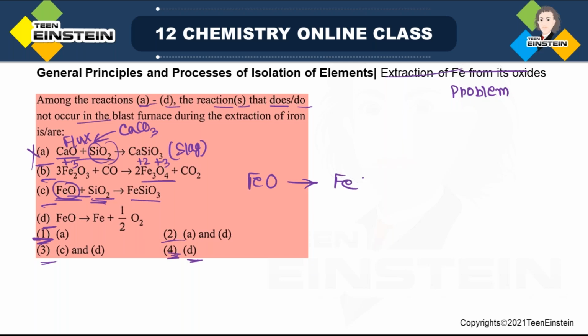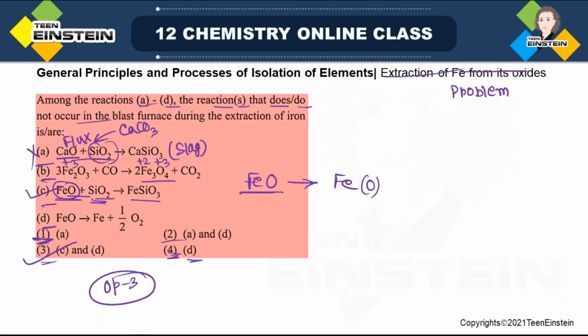After reduction we get iron 0. So this cannot be used as flux and this reaction doesn't occur. So this will be the correct option. And C is basically present only in one option, which is option 3. So that is why option 3 will be the correct option.